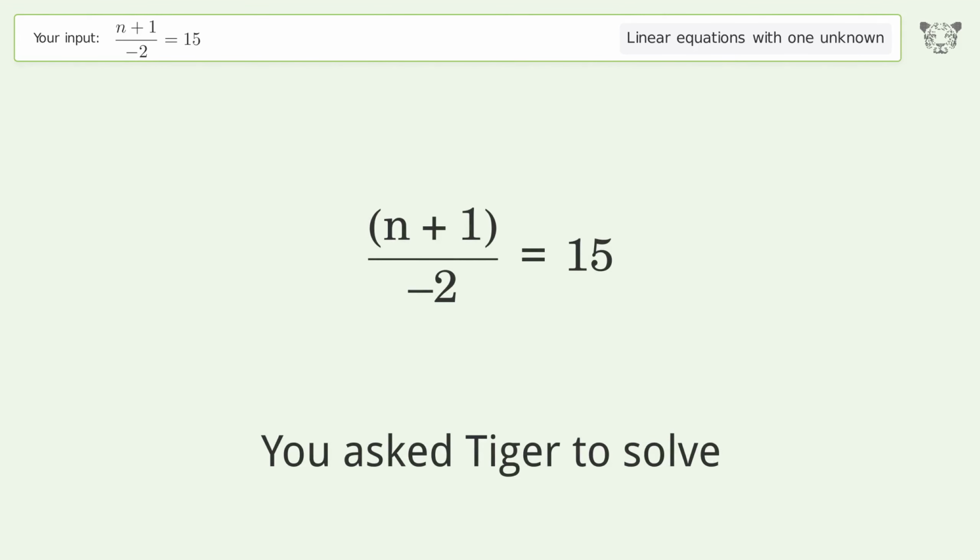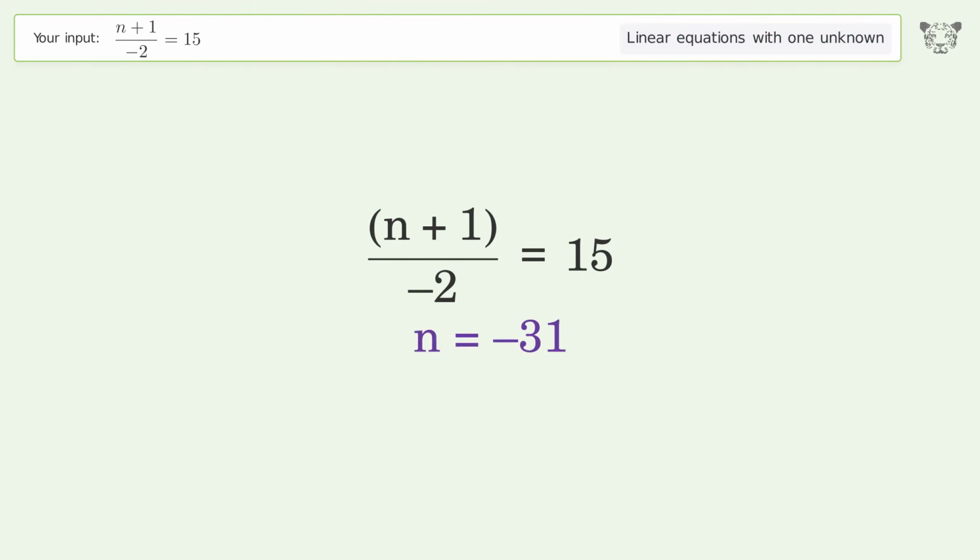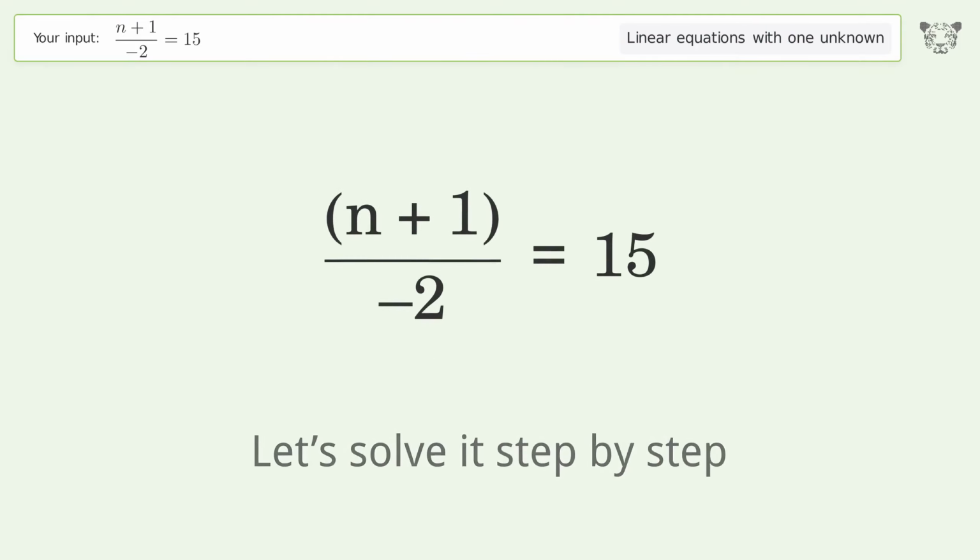You ask Tiger to solve. This deals with linear equations with one unknown. The final result is n equals -31. Let's solve it step by step.